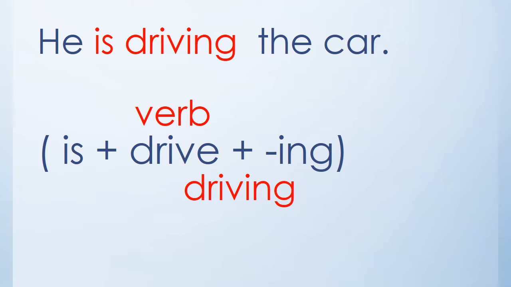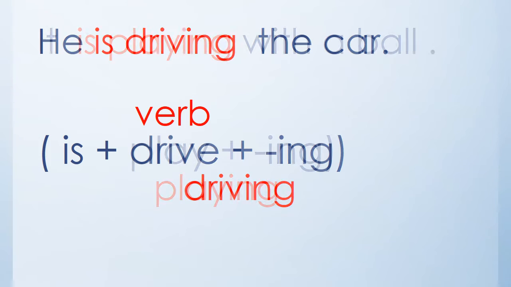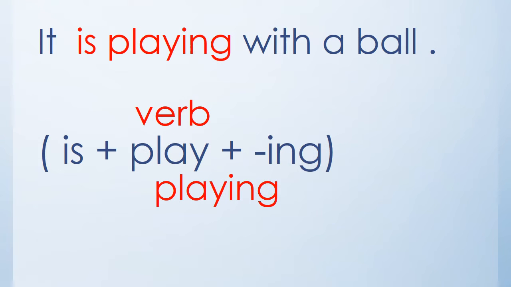He is driving the car. Here he is. The verb is drive. We add ing to it. It becomes driving. He is driving the car. It is playing with a ball. With it, we use is. It is. The verb is play and we add ing to the verb. It becomes playing. It is playing.